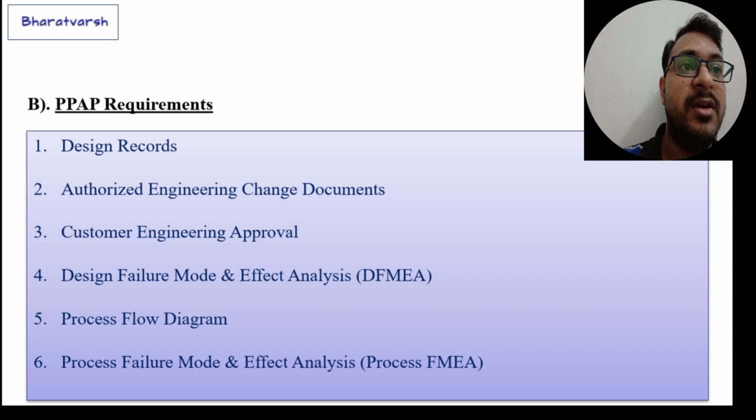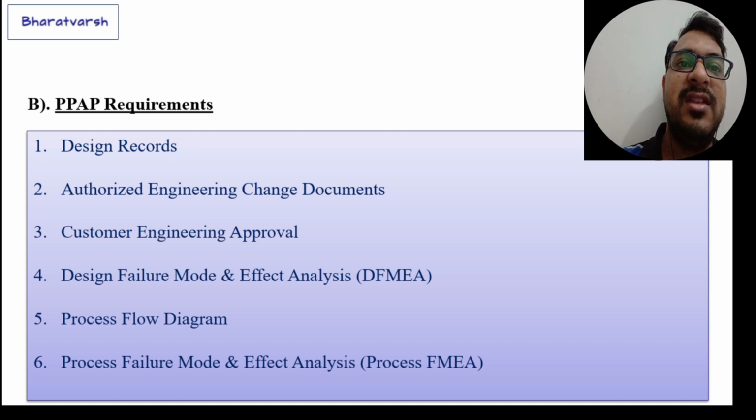Then PPAP requirements. There are 18 documents in the PPAP. First one is design record. Design records are in the form of hard or soft copy. Hard means drawings, customer drawing, and soft means CAD CAM data or IGS data.